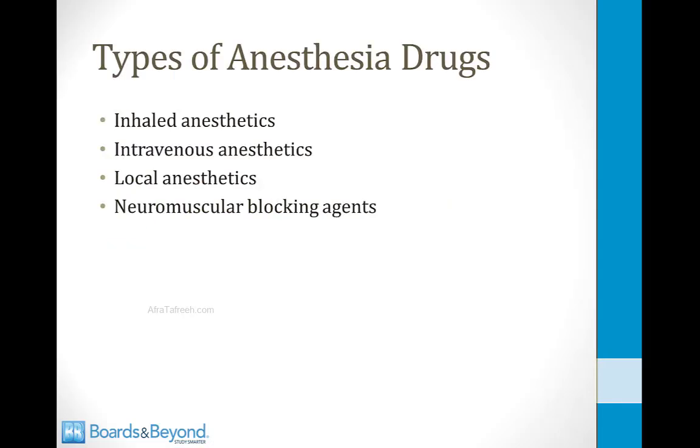I think of anesthetics as falling into four general classes. The first two are the inhaled and the intravenous anesthetics, and these are usually used as general anesthetics to make a patient unconscious. The next group are the local anesthetics used to numb the skin or a nerve, and then finally we have neuromuscular blockers, which are used to create paralysis.